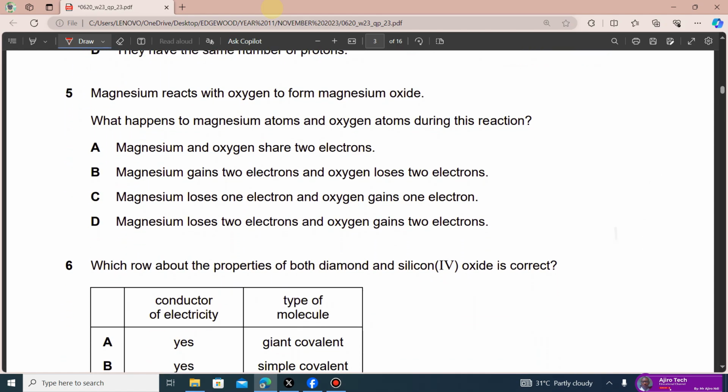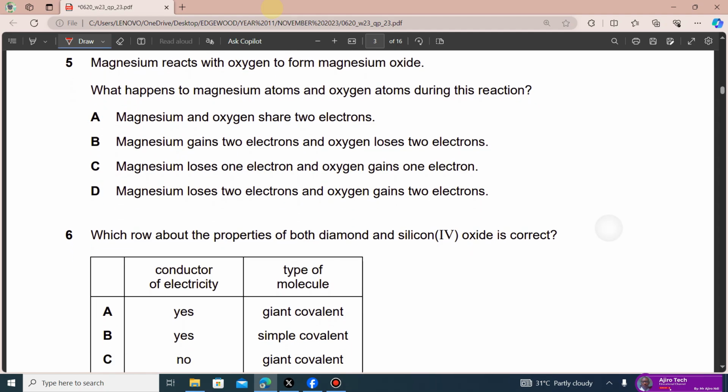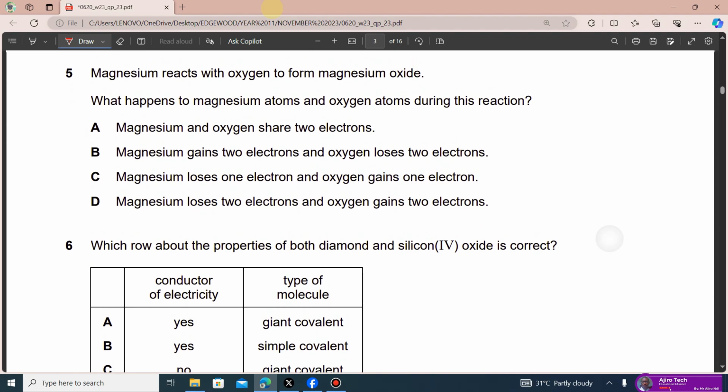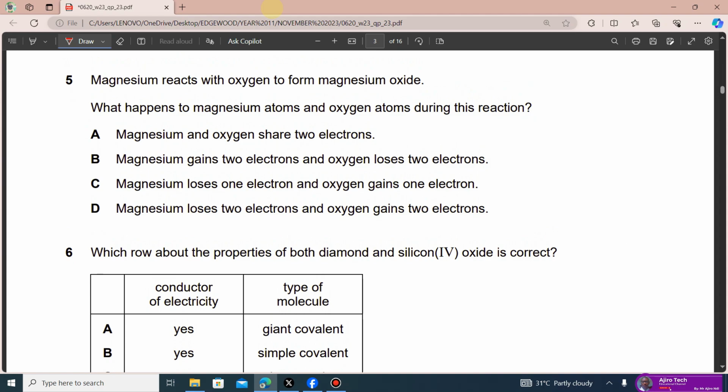Magnesium reacts with oxygen to form magnesium oxide. What happens to the magnesium atoms and oxygen atoms during this reaction? Now, magnesium oxide, the kind of bond there is simply an ionic bond. An ionic bond involves the transfer of electrons from an electropositive element such as magnesium to a less electropositive one.